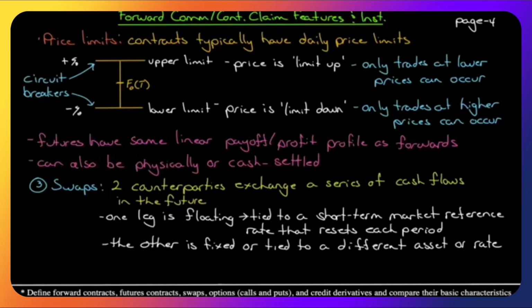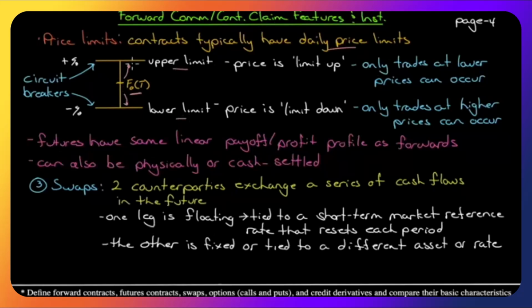And since the clearinghouse is counterparty to all the contracts, it cannot have a situation in which the price moves so much it completely wipes out an initial margin all in one move. So contracts typically have daily price limits. These are called circuit breakers. So if this is the current price today, let's say that we're looking at a futures price, there'll be a certain percentage up and a certain percentage down that price can move within a day. And this is called the upper limit. This is called the lower limit.